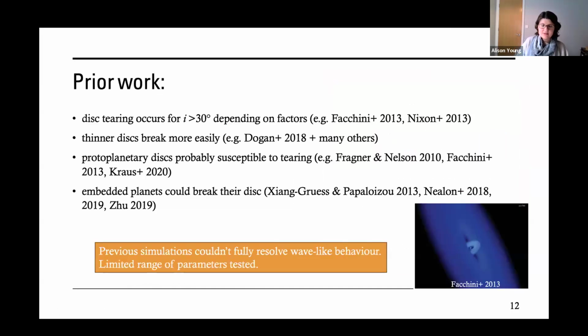So what we know already is that we expect tearing to occur for about 30 degrees or greater misalignment, depending on various other factors in the disks. We expect thinner disks to break more easily. Other work has shown that protoplanetary disks are probably susceptible to tearing, and other work has shown, including Rebecca's, that embedded planets could break the disk. But not all the previous simulations could fully resolve the wave-like behavior. So we wanted to show whether the disk could tear in the wave-like regime, and to test a broader parameter space to get a good understanding of the combinations of parameters that could give rise to tearing.